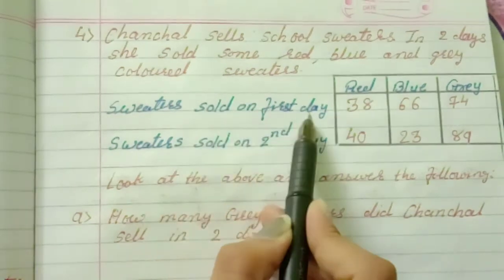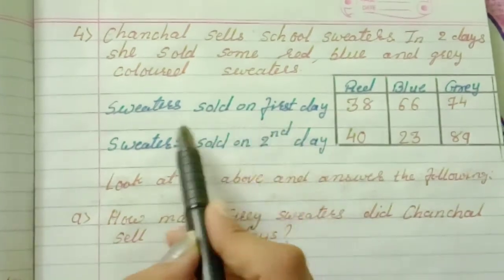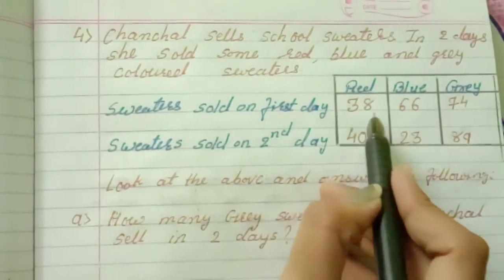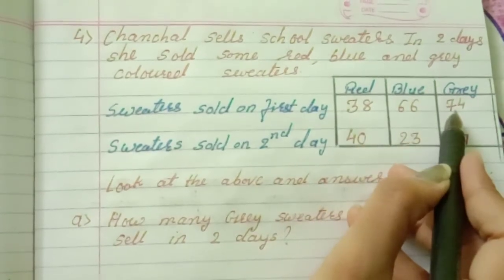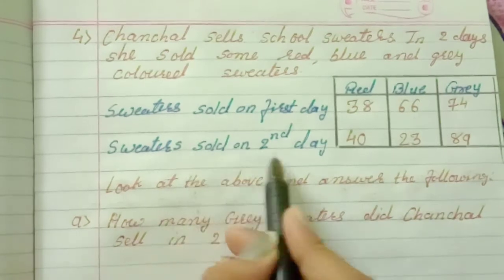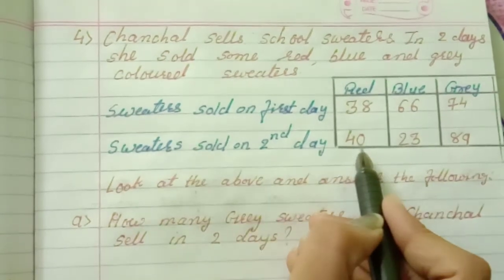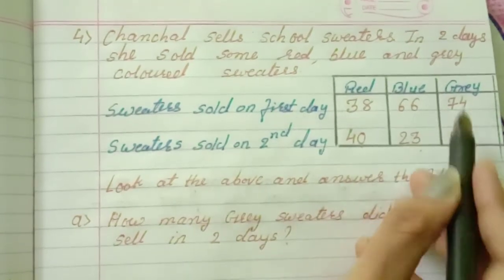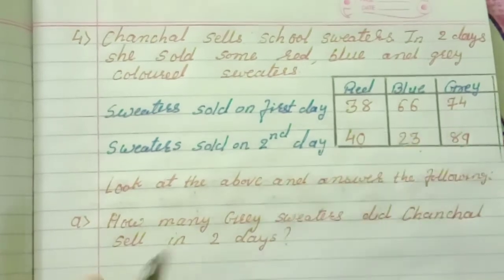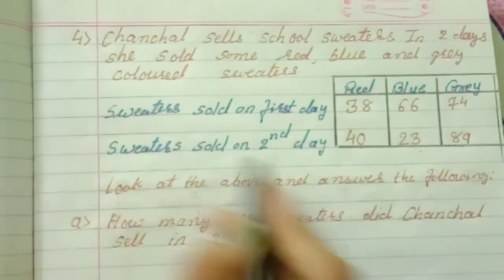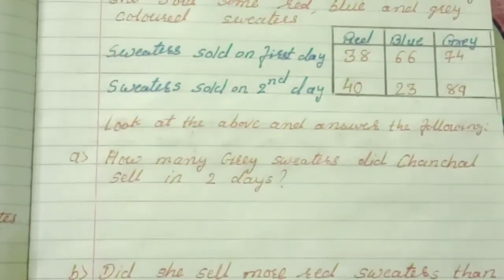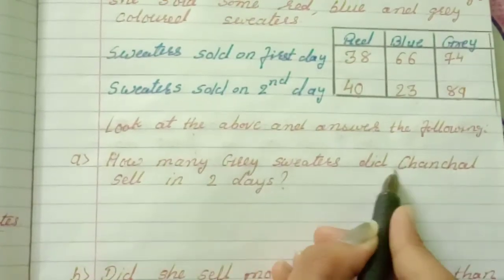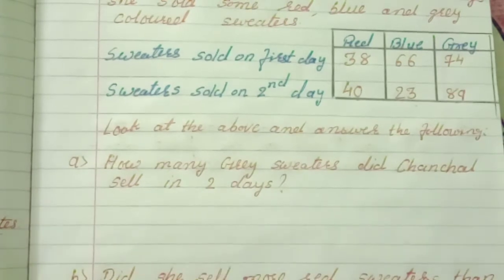Sweaters sold on the first day: red 38, blue 66 and grey 74. And sweaters sold on the second day: red 40, blue 23 and grey 89. Look at the above and answer the following. Some questions are given. How many grey sweaters did Chanchal sell in 2 days?